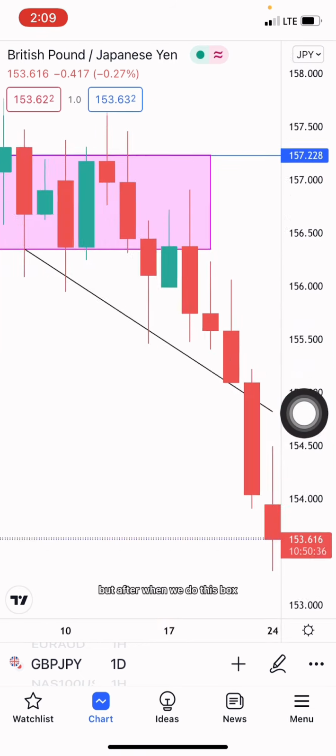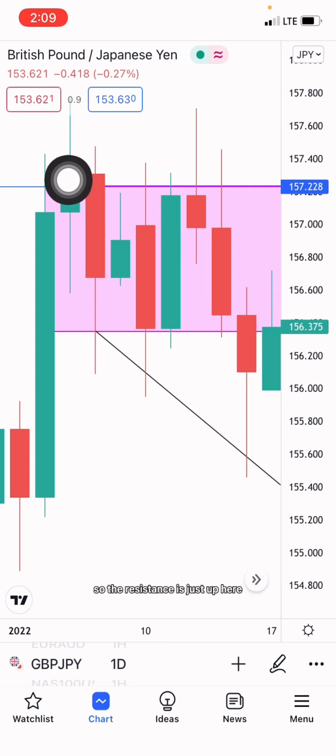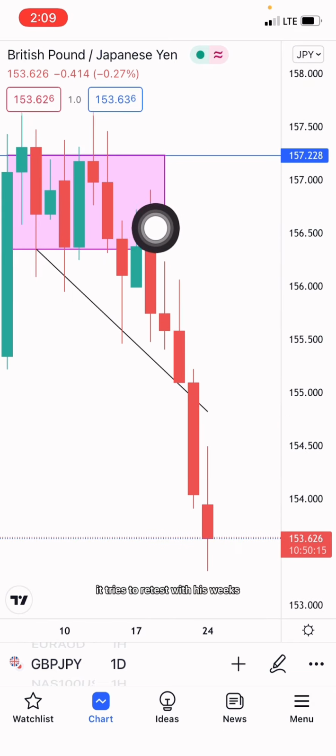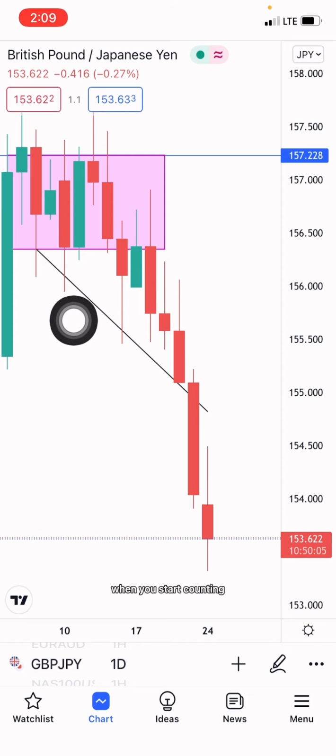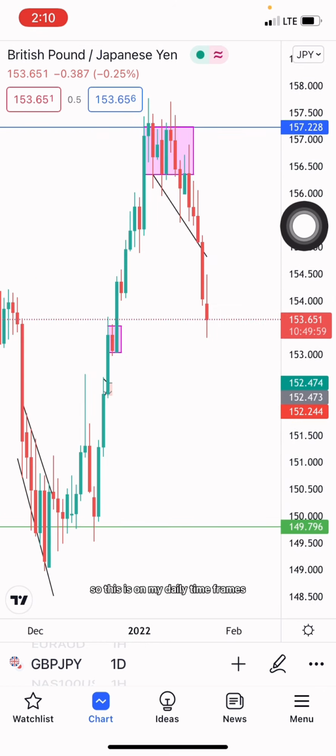After we drew this box, I love to use this box together with the trend line, the support and resistance. So this box has the support and the resistance. The resistance is just up here where the market has failed to break, and then support is here. But now when the market breaks through, it tries to retest with these wicks, but these wicks just show us rejection. So the market started dropping like crazy, and it's been dropping for days. When you start counting 1, 2, 3, 4, 5, 6, 7, 8, 9, those are very many days. So this is on my daily time frame.